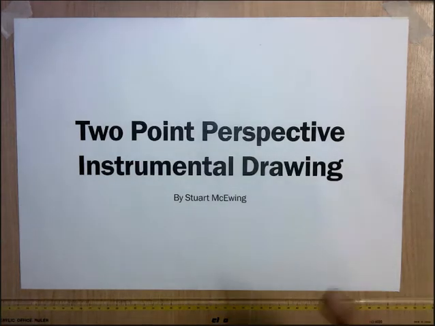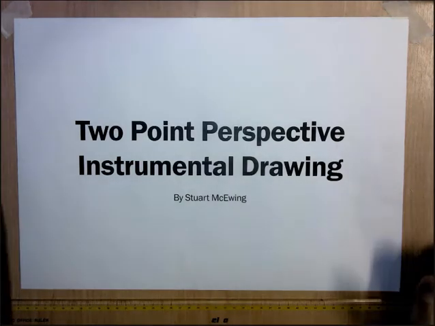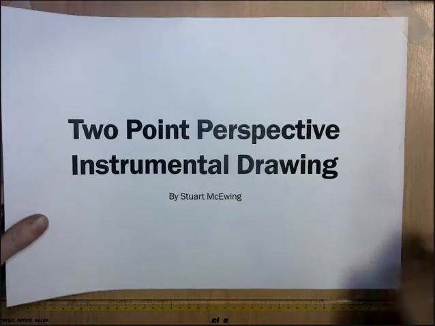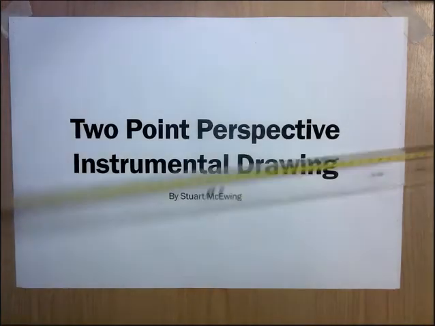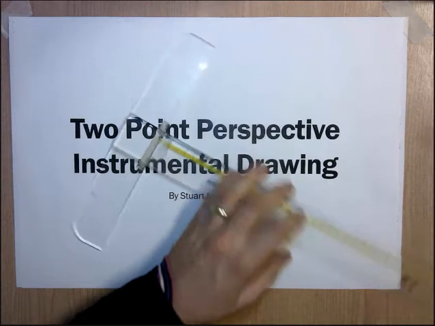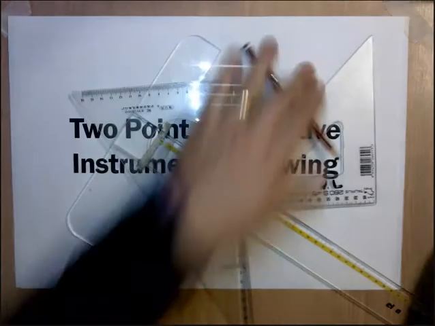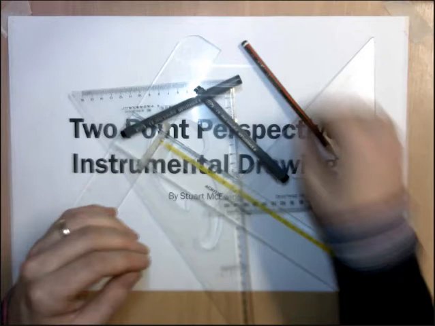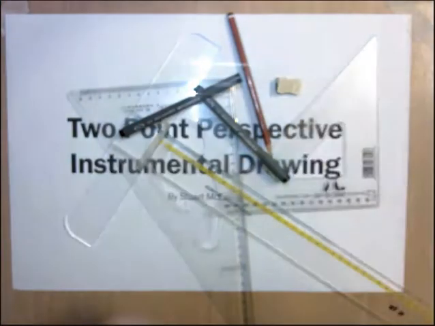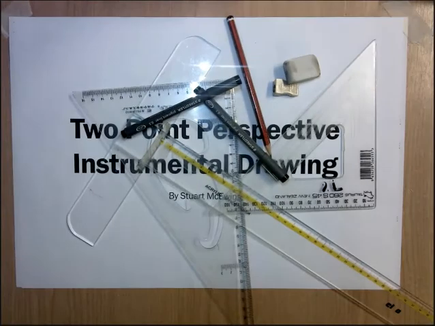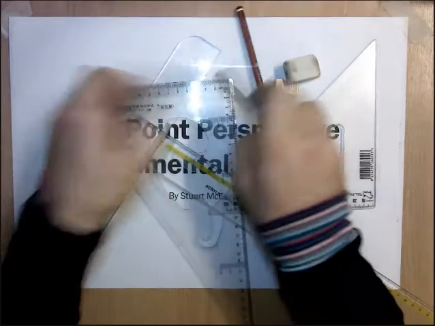Okay, tonight I think I have one left in me, and we are doing 2-point perspective instrumental drawing. I'm Stuart McEwing, your host, and for this we're going to need our T-squares, our set squares, our sharp 2H pencil. We could even need some dark ink pens, a sharpener, an eraser. Those will be our instruments for today as we do this 2-point perspective drawing.